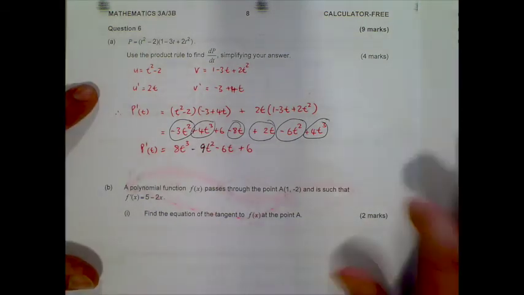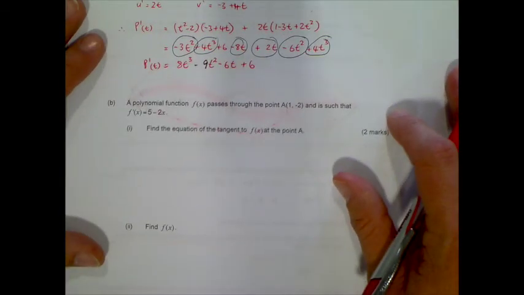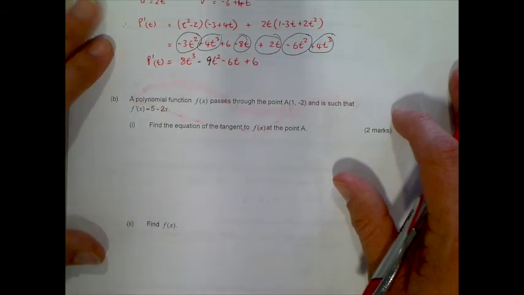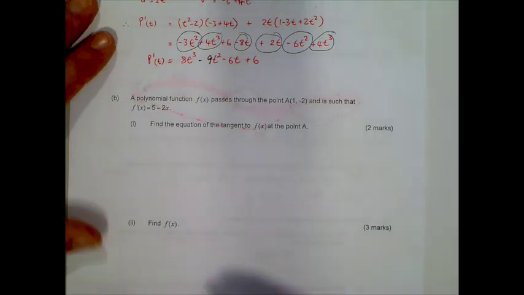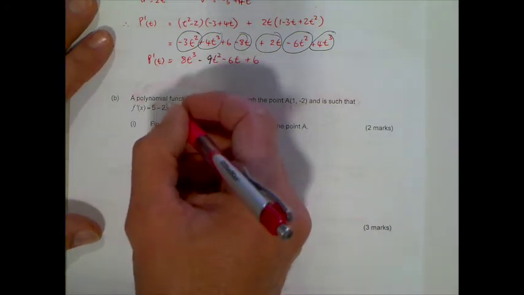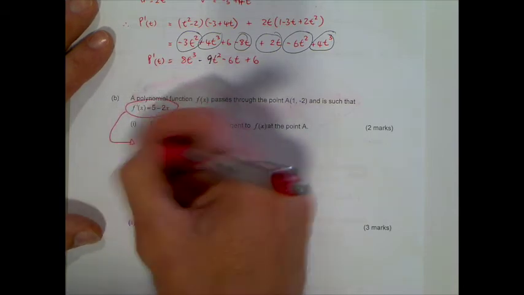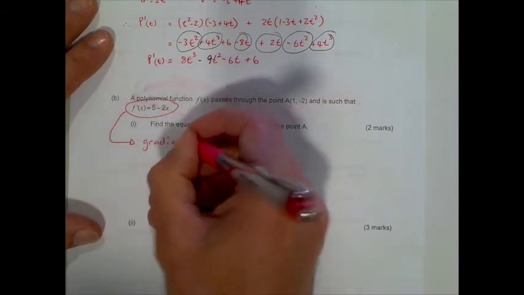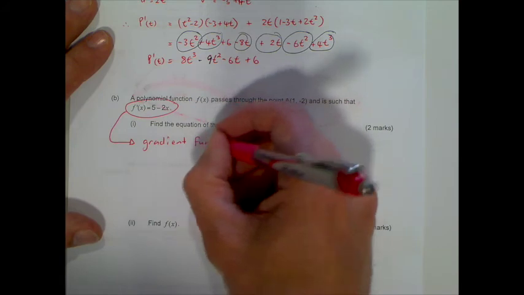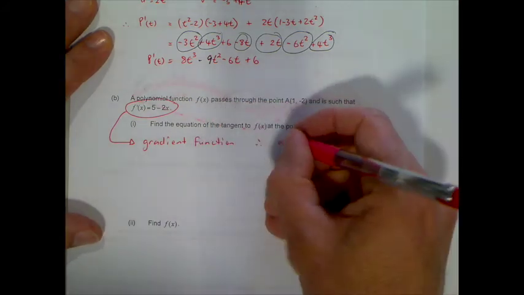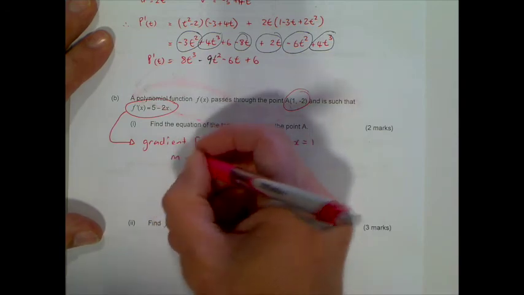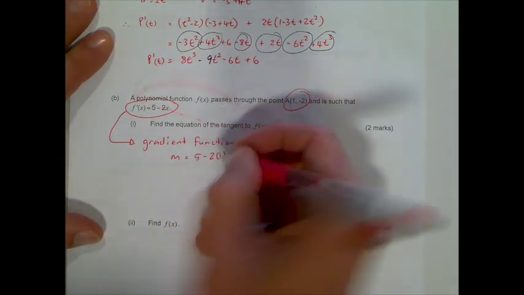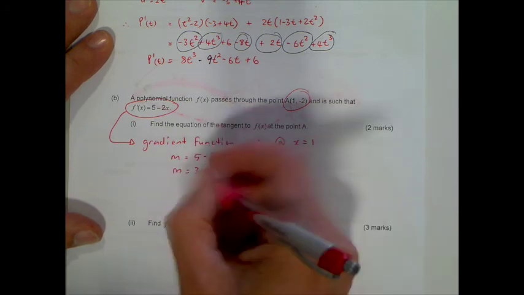Alright, we've got a function that passes through the point 1, negative 2, and is such that the gradient function is equal to 5 take 2x. Remember, the gradient function allows us to find the gradient at a point on our function. We've been given a point at x equals 1, so we can actually find a gradient which allows us to find the equation of a tangent. Alright, so the gradient here at x equals 1 will simply be 5 take 2 times 1, which gives you 3.